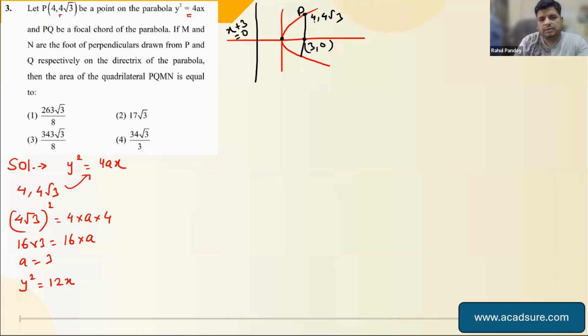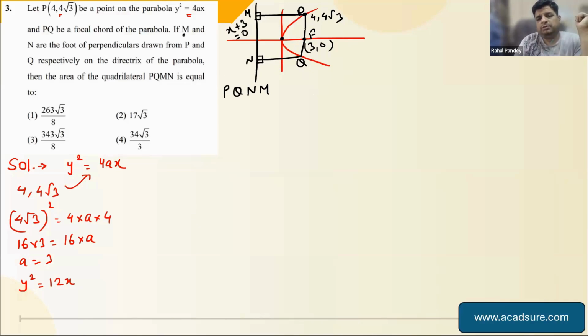P is here, focus here, and then Q here. We have to find the feet of the perpendiculars from P and Q to the directrix. From P, the foot on the directrix is at point M, and from Q it is at N. Now we have the quadrilateral PQNM. We have to find the area of the quadrilateral.